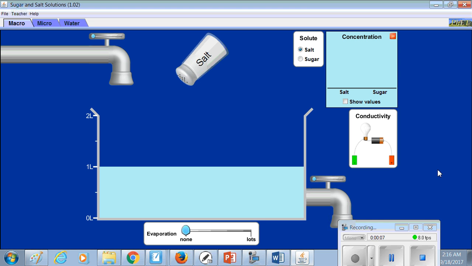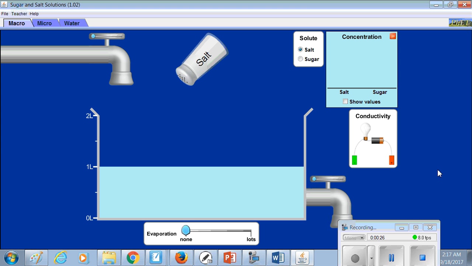In this part of the notes, we're going to look at electrolytes versus non-electrolytes, and soluble substances that dissociate versus soluble substances that do not dissociate. So we're going to talk about what dissociation means.